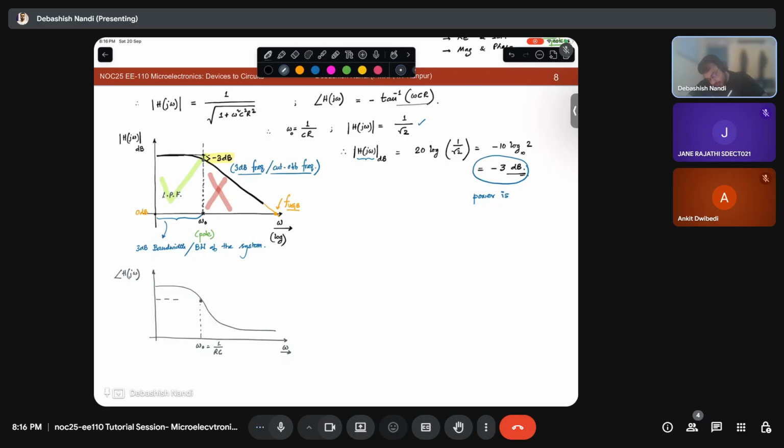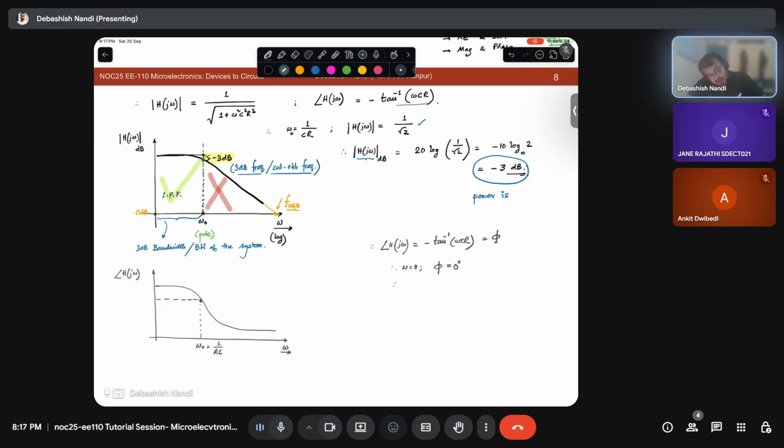What is the value? H of j omega is minus tan inverse omega CR. So at omega equal to 0, what is the phase? At omega equal to 0, what is tan inverse 0? 0.